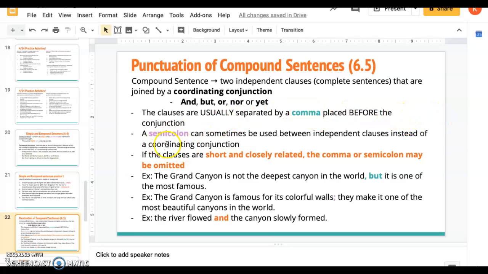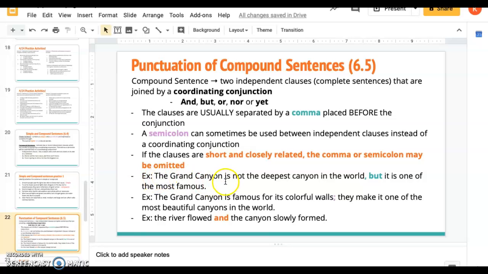However, as we said before, a semicolon can sometimes be used between independent clauses instead of a coordinating conjunction, but only when the two independent clauses are related. If the clauses are short and closely related, this comma or semicolon may be omitted or not included. So we have 3 examples.